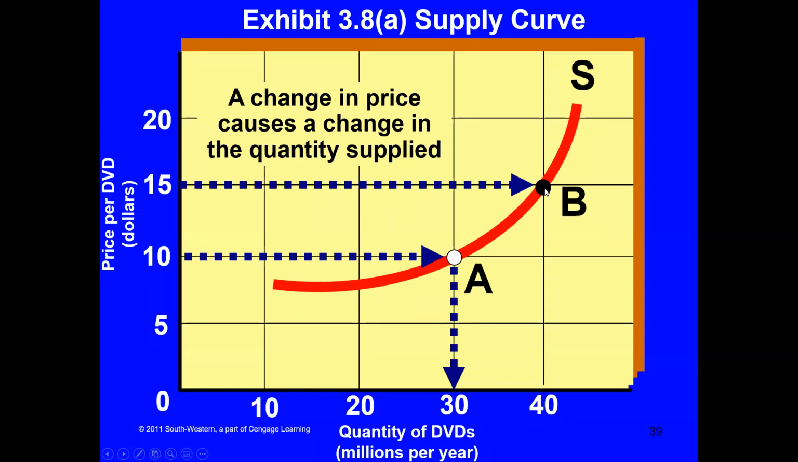Now remember, ceteris paribus is still being upheld right now. Because why? That red line, that red supply curve has not shifted. This is not a shift. We're just looking at movement along the curve, and the terminology for moving from point A to point B is a change in quantity supplied. What was the only thing that can cause this? A change in the price from $10 to $15.